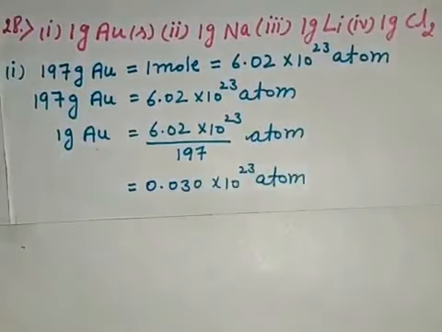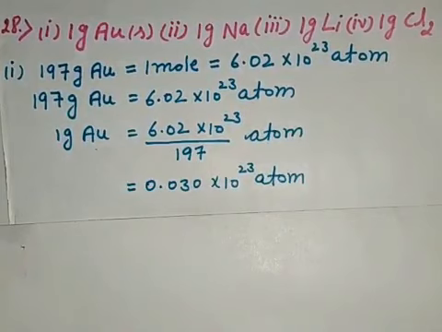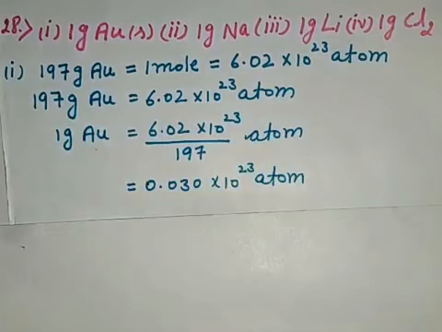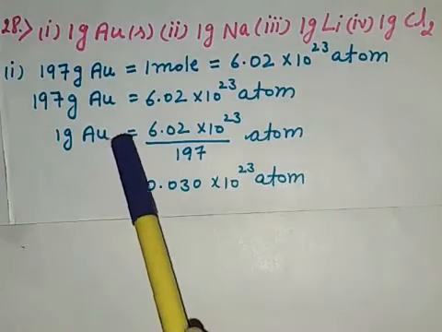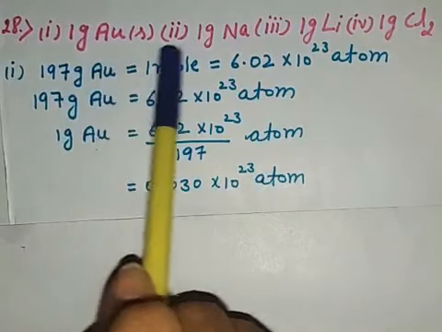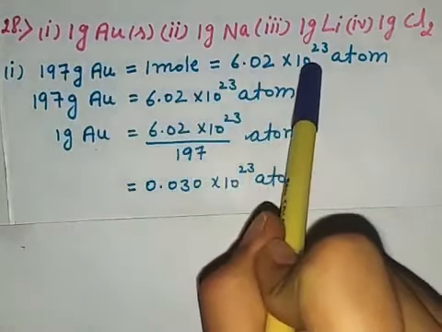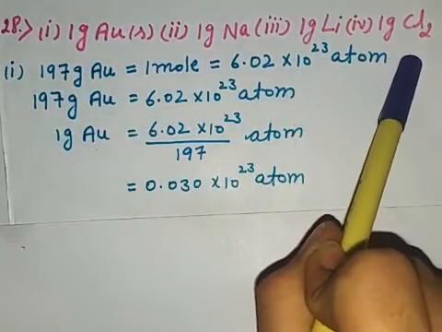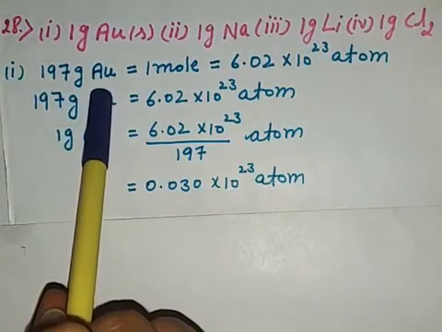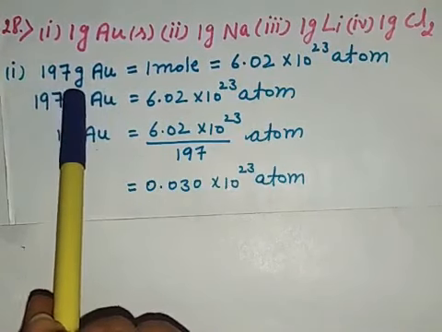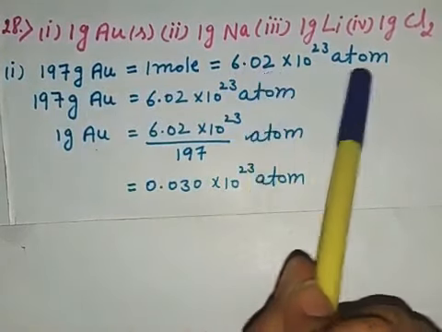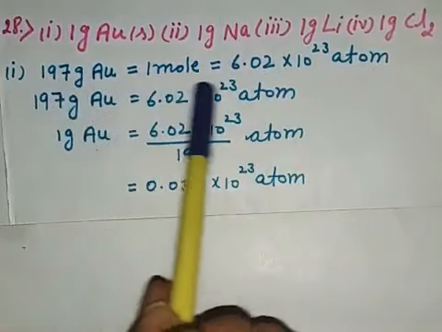Now we will move to question number 28. Now in question number 28, you have to tell which one of these have largest number of atoms. So one by one we will find out number of atoms which are present in 1 gram of gold, 1 gram sodium, 1 gram lithium and 1 gram chlorine. So here, as you can see, the atomic mass of gold is 197 gram and it is equal to 1 mole, and 1 mole is equal to Avogadro's number of atoms. So this is the relation.